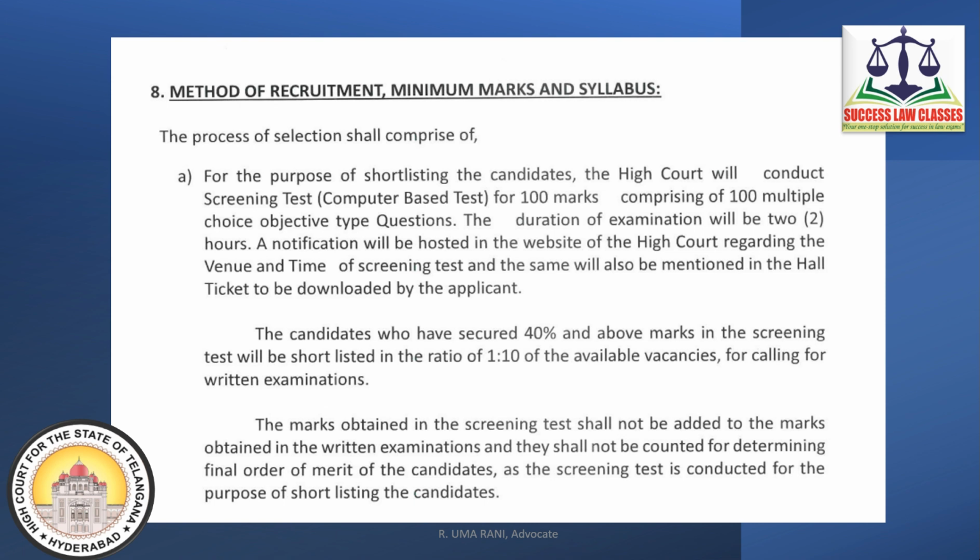So the method of recruitment, minimum marks and syllabus is for the purpose of shortlisting the candidates. The High Court will conduct a screening test, that is, a computer based test for 100 marks, consisting of 100 multiple choice questions, and the duration of the examination will be 2 hours. The candidates who have secured more than 40% marks in the screening test will be shortlisted in the ratio of 1:10 of the available vacancies for calling for the written examination.